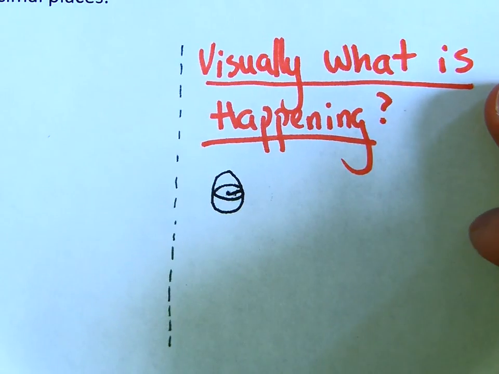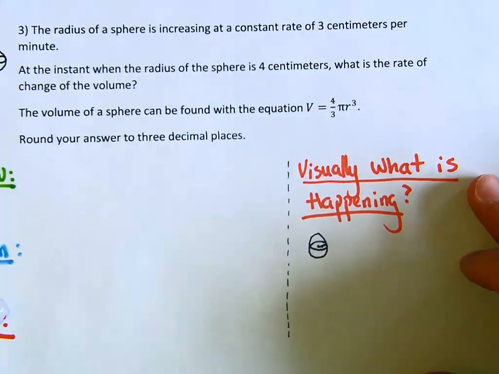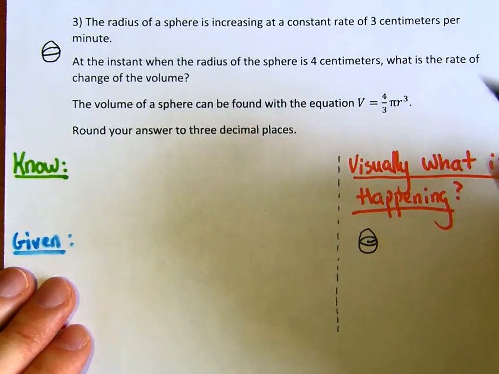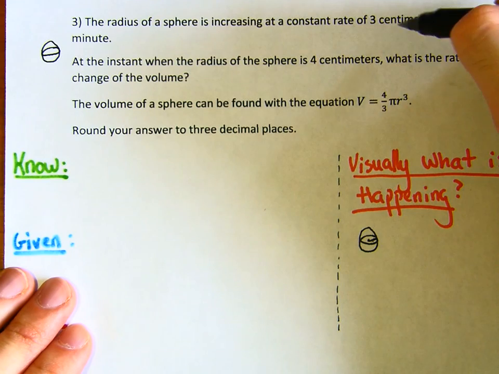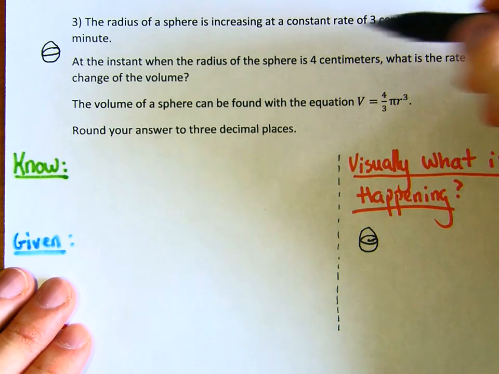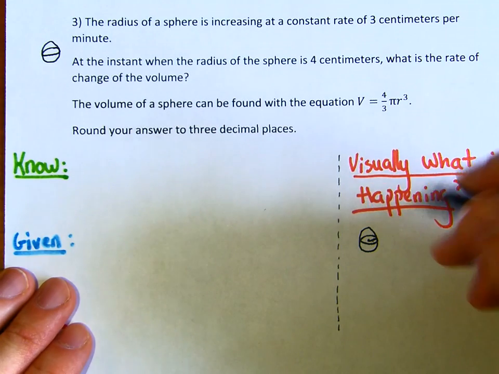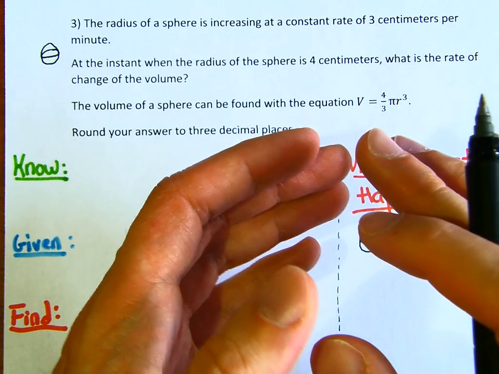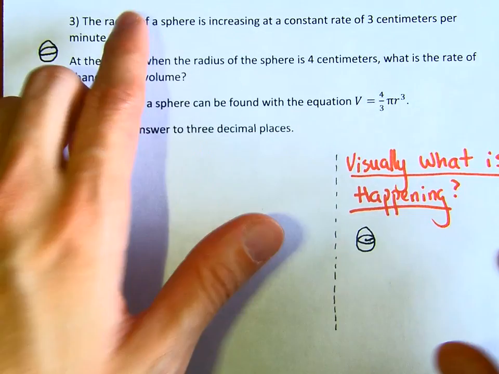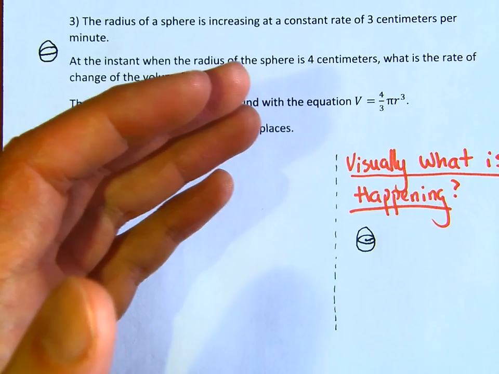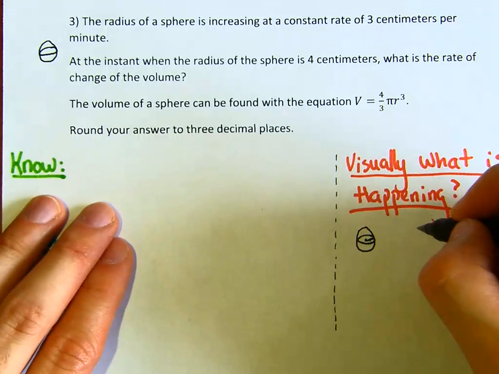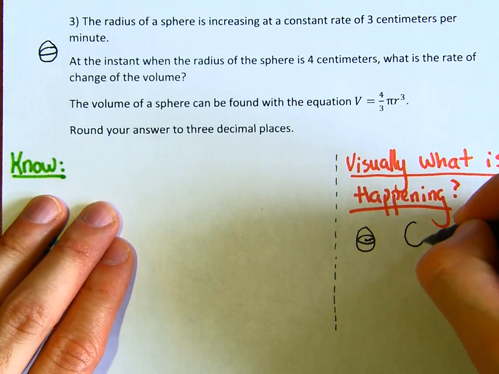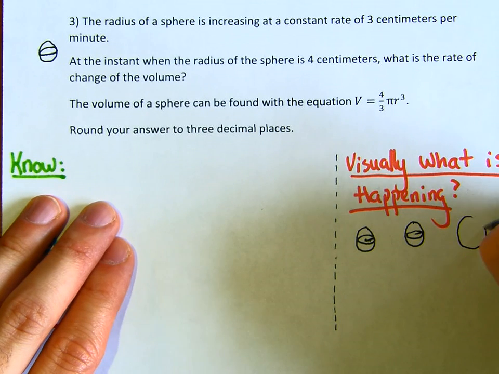Notice in this problem, it's saying that the radius of your sphere is increasing at a constant rate of 3 centimeters per minute. So what's happening to the sphere? If the radius is increasing, then the sphere is just going to get bigger and bigger and bigger. The sphere is like this, and then maybe a second later it gets something like this, and then it gets even bigger in the next one, right?